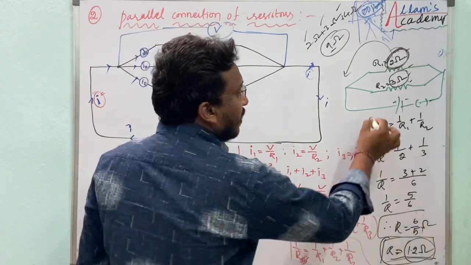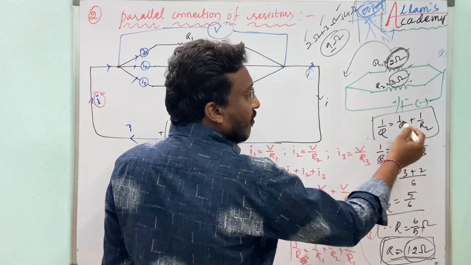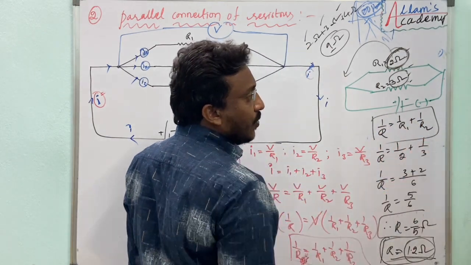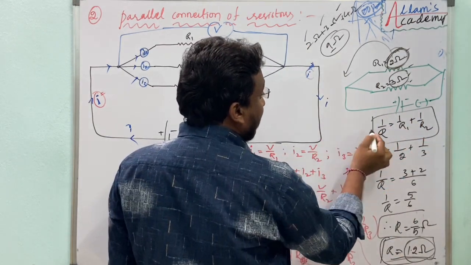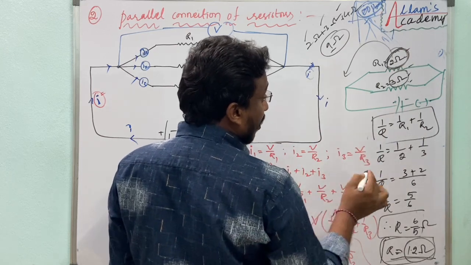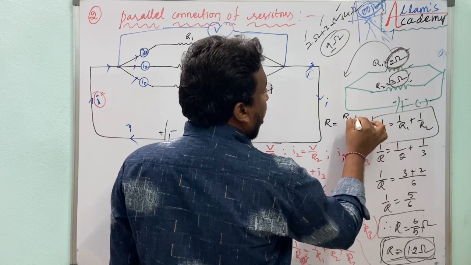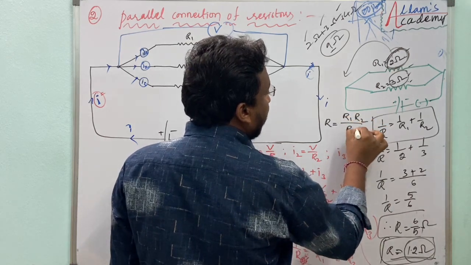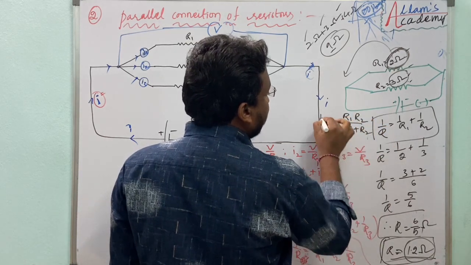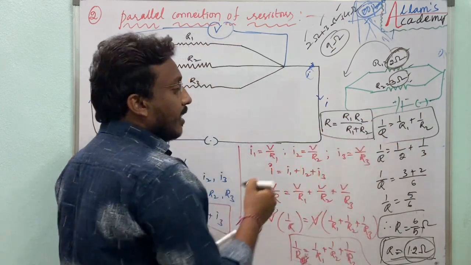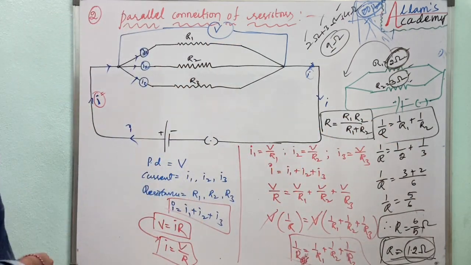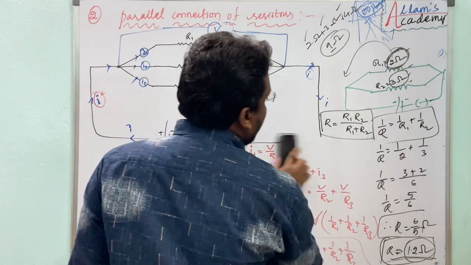Not only that, instead of using 1 by R equals 1 by R1 plus 1 by R2, we can also use it like this: R equals R1 R2 by R1 plus R2. In this way also we can use this principle.